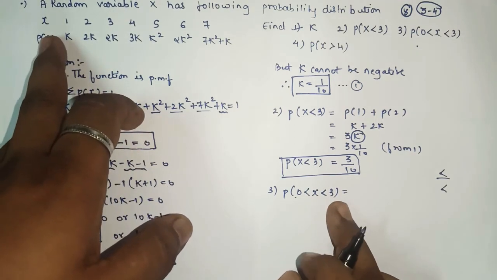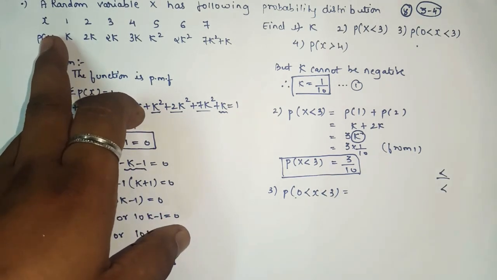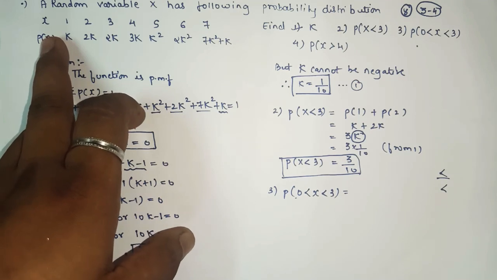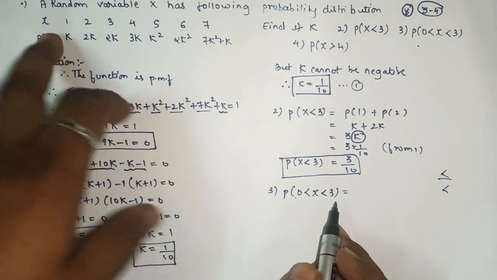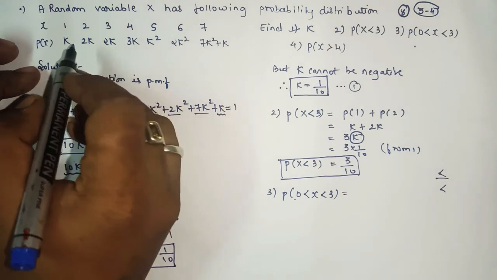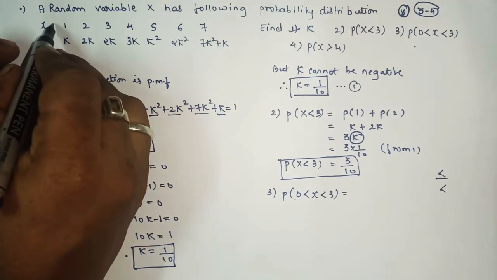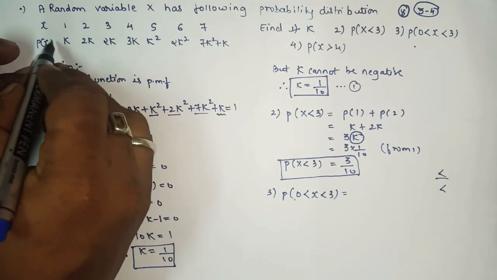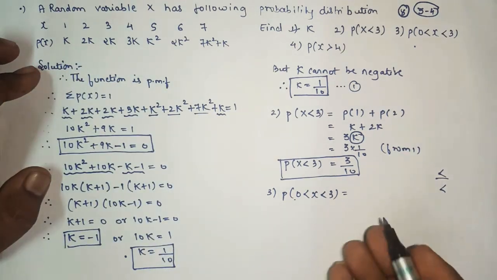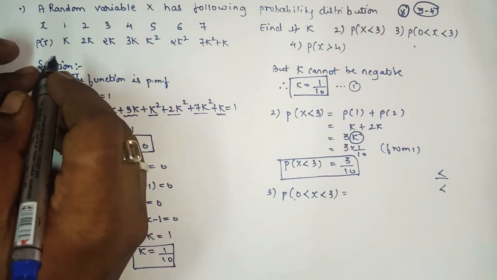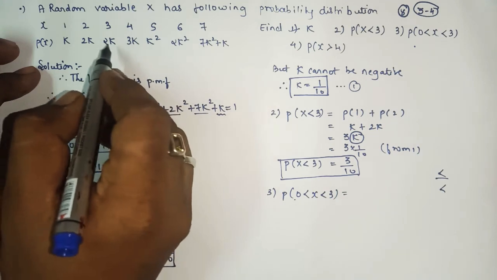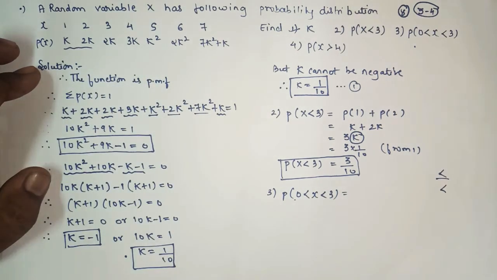So here, 0 is not there. Yes or no? Is 0 there? No. So between 0 and 3. Suppose here 0 is there, then the probability is also 0. Here 0 is not there. So can I say the between value will be again the same, 1 and 2 only.